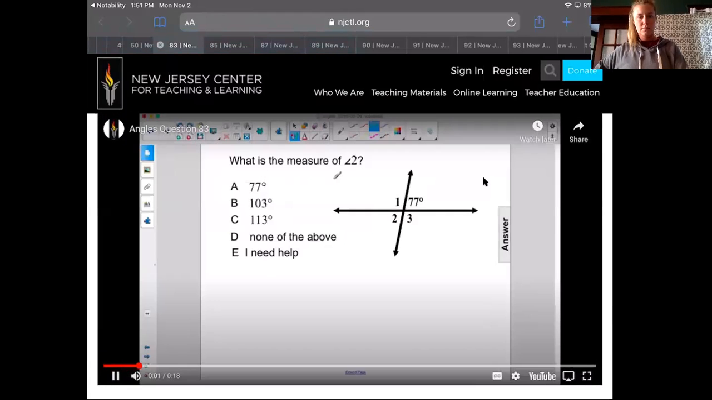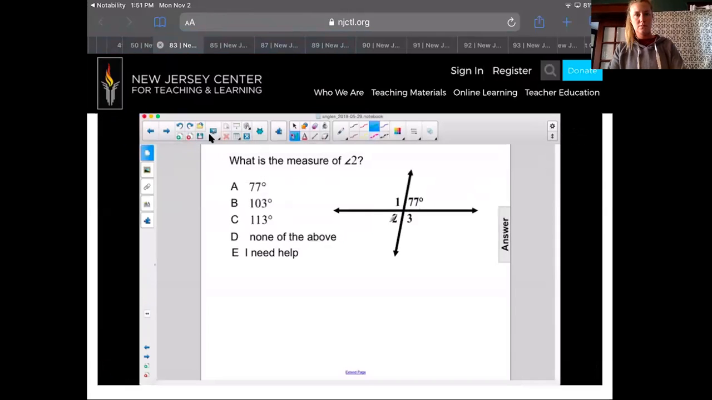What is the measure of angle 2? All right, well, we see that the measure of this angle here is 77 degrees, and because vertical angles are congruent, we know that the measure of angle 2 is also 77 degrees.